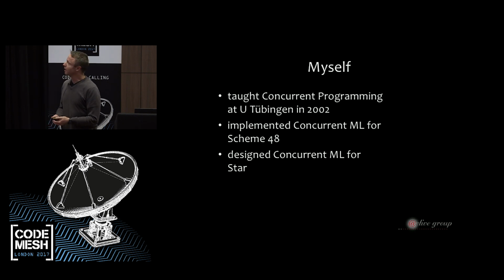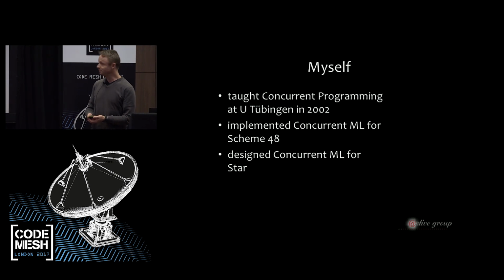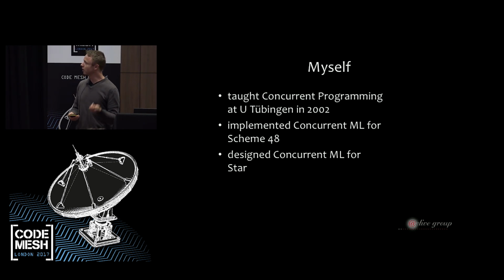Anyway, a long time ago in a former life, I was a lecturer and researcher at the University of Tübingen, and I taught a course on concurrent programming. I really designed that course from scratch, and I was looking for good textbooks, and I came across this thing called Concurrent ML, which seemed to me really the paradigm that was best suited for writing concurrent applications. I ended up implementing Concurrent ML for a Scheme implementation called Scheme 48. I later designed a Concurrent ML implementation for an obscure language called Star that you can still find if you look for it. And some people might know that I wrote the 6th edition of the Scheme standard.